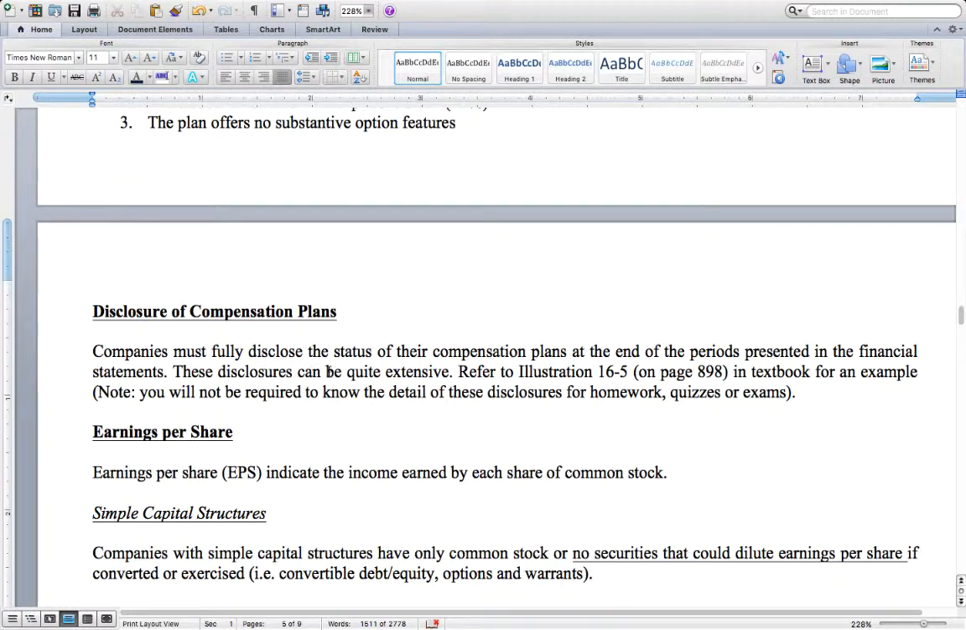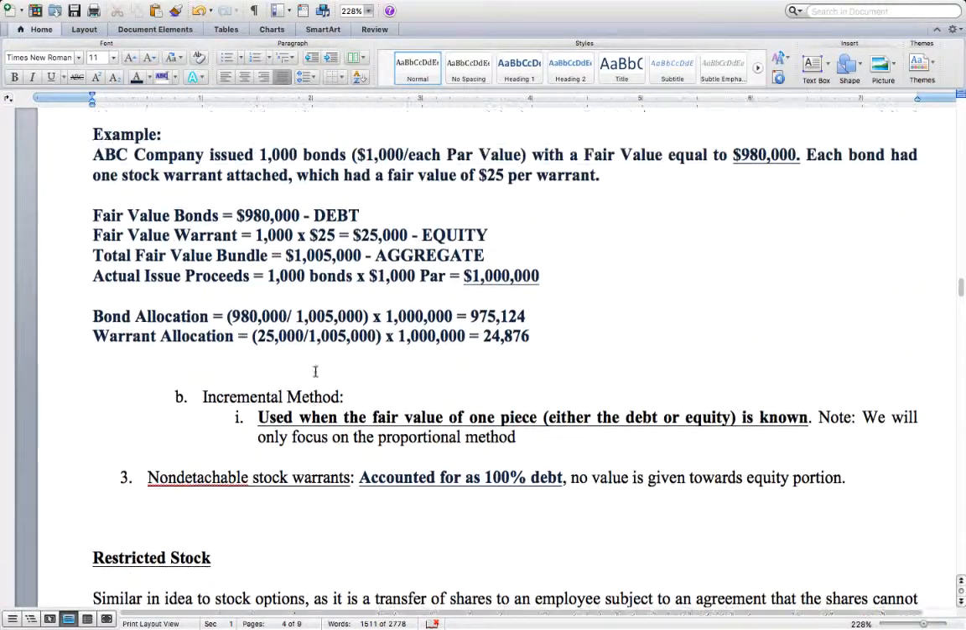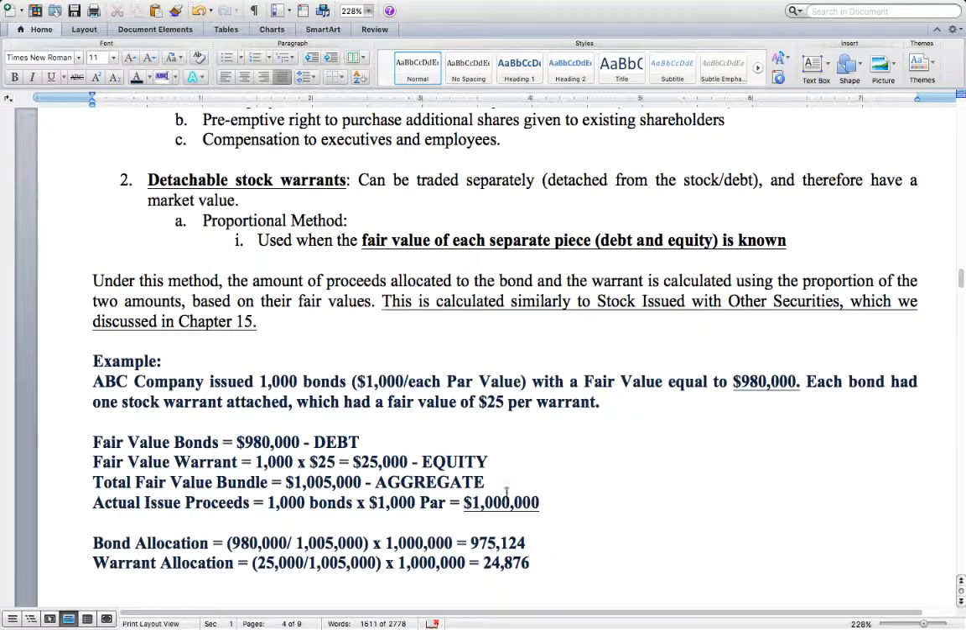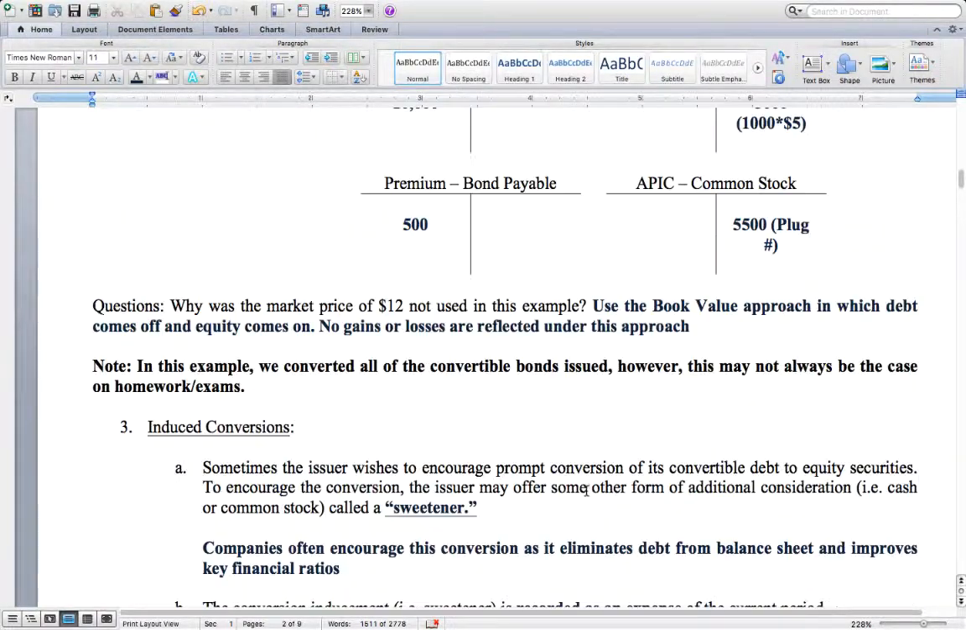I will say that with respect to chapter 16, earnings per share, as we go into the next lectures, those will be the primary calculation components of your homework, quiz, or exam, as it has a lot of detail in terms of how you calculate the different parts and components of the earnings per share calculation. However, the material we covered today does provide some calculations, such as detachable stock warrants and then the accounting for preferred stock, convertible preferred stock, and convertible debt.